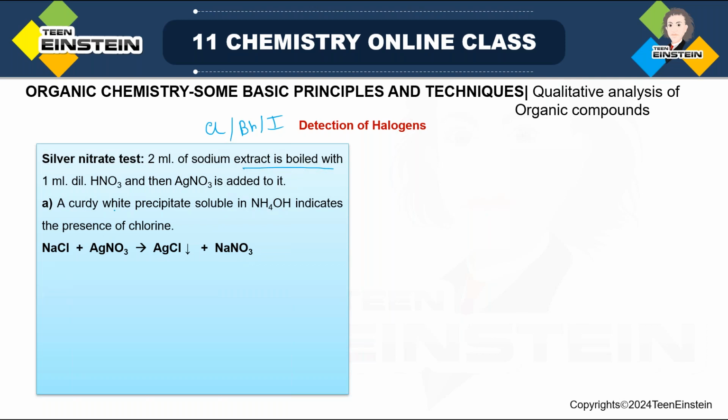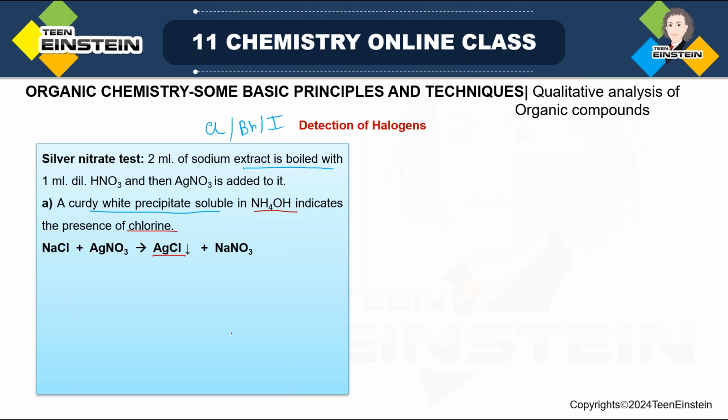If you are getting a curdy white precipitate after addition of HNO3 and AgNO3, a curdy white precipitate. Try to understand, because sometimes the precipitate may be of different types of nature. It may be gelatinous, it may be in powder form, it may be curdy. So that is why it is specially mentioned, a curdy white precipitate, curd-like in nature. Now, this will be soluble in ammonium hydroxide solution, that is ammonia in water. So if you are getting this type of observation, then it proves that chlorine is present.